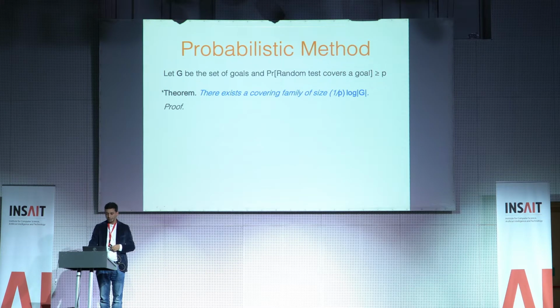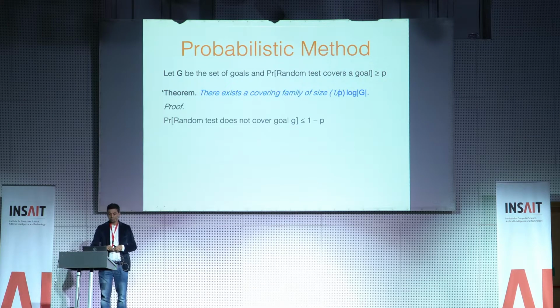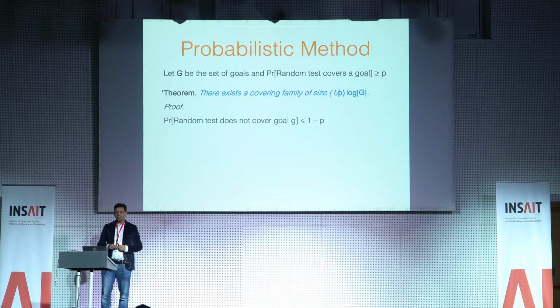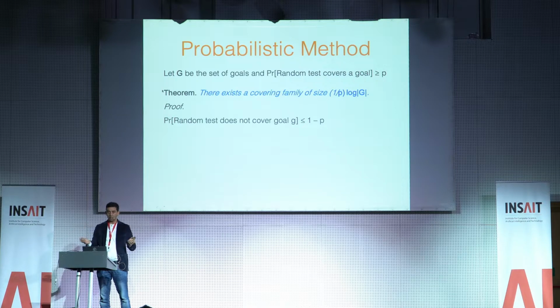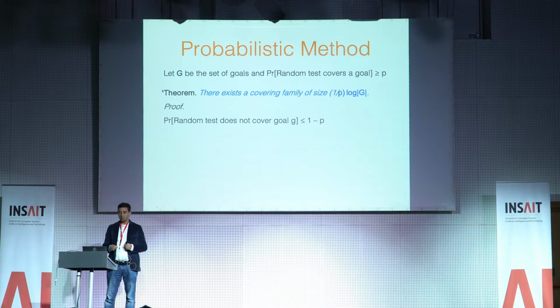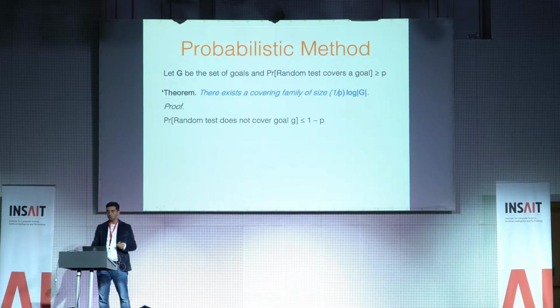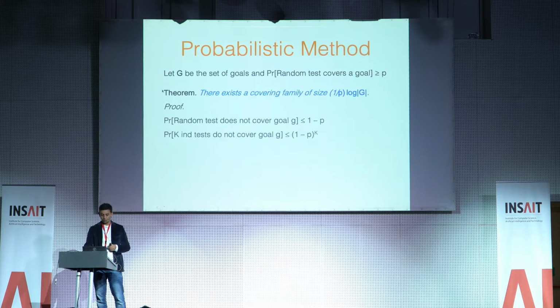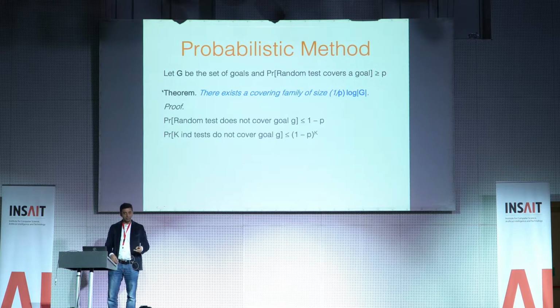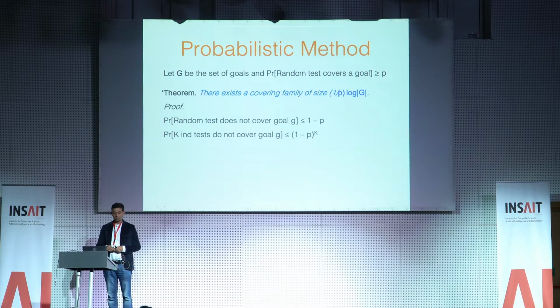And in this testing scenario, you can show this very easily, right? So we said that I have fixed a goal G. The probability that a random test covers this goal G was at least p. That was our hypothesis. So the probability that a random test does not cover this goal is at most 1 minus p. Okay, so if you take k independent tests, what is the probability that none of them cover this goal? Well, it's at most (1 minus p) to the k.